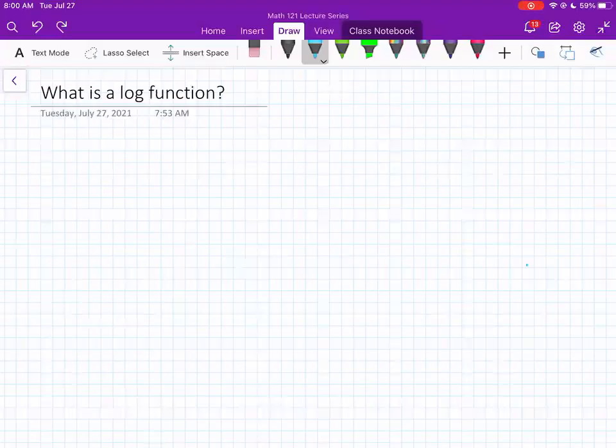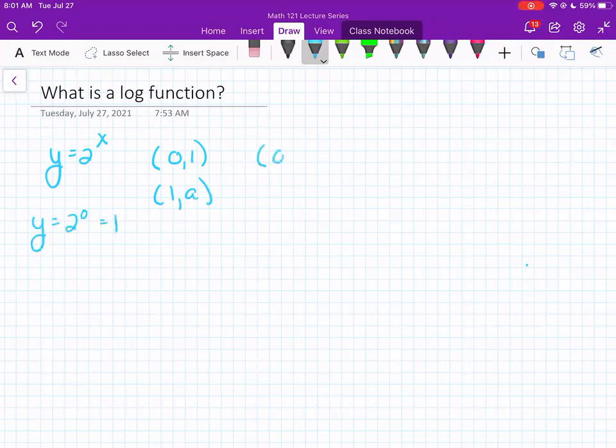We've been looking at exponential functions, things like y equals 2 to the x. And if you remember, we knew that the points it went through were always (0, 1) and (1, a). So in this case, for example, y equals 2 to the 0 power is 1, so the point is (0, 1). Or y equals 2 to the first power, which gives us 2, so the point would be (1, 2).